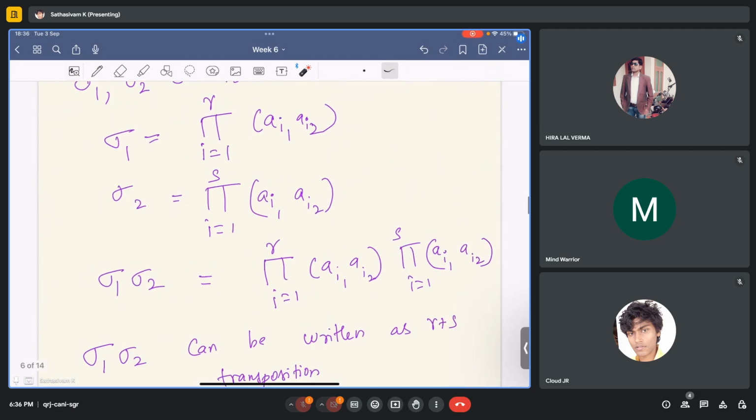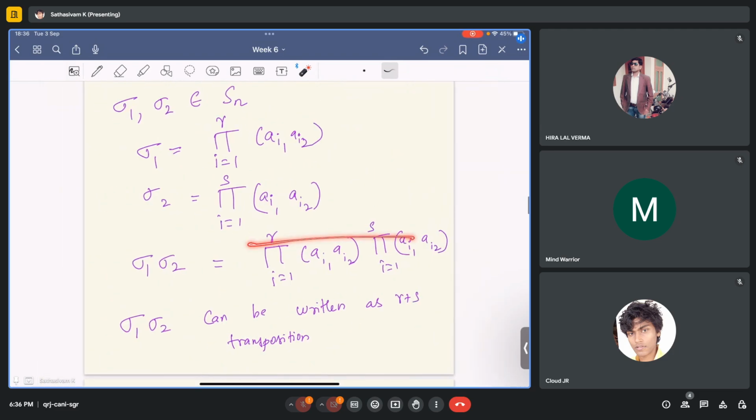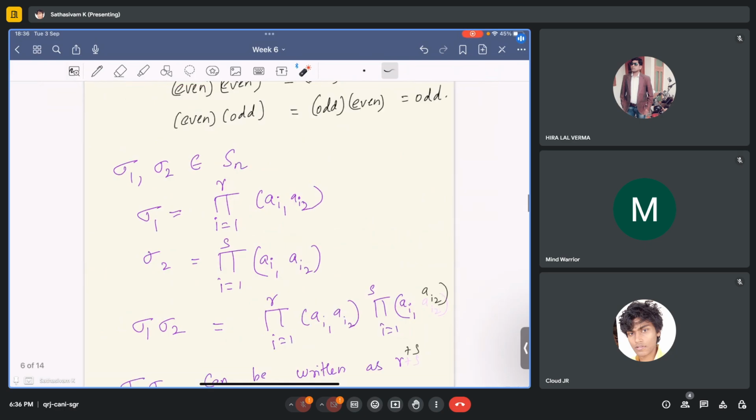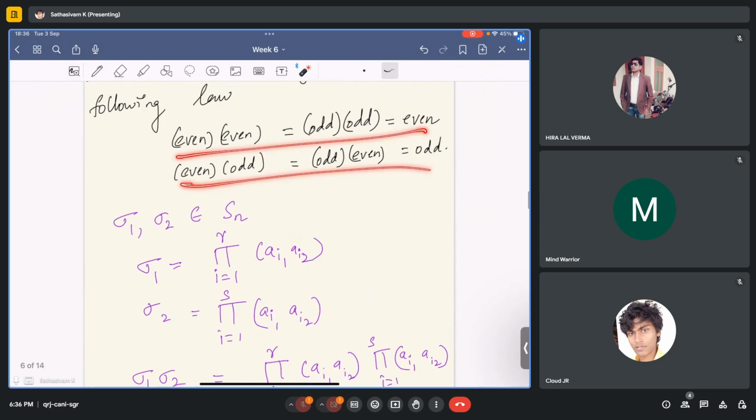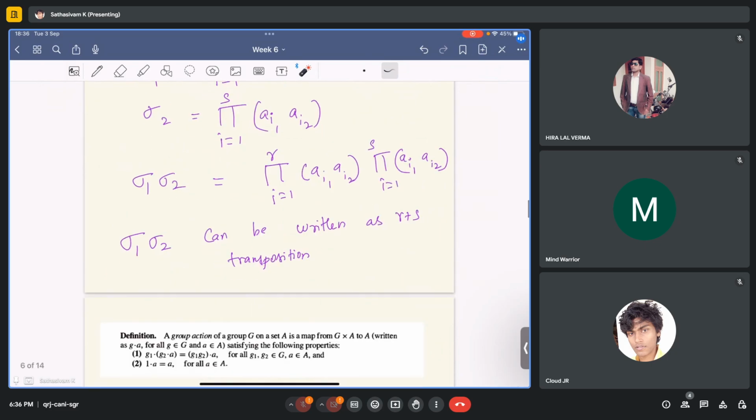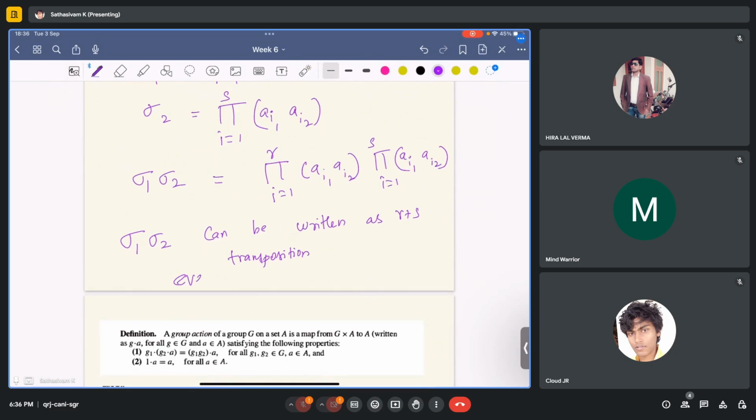So that's all. You just have to observe that this can be written as r plus s transpositions. Then you directly say that these rules hold, for even and odd numbers. So basically, even plus even is even, right? You have to use that particular property: if both of them are even, then the addition is even. That's it.